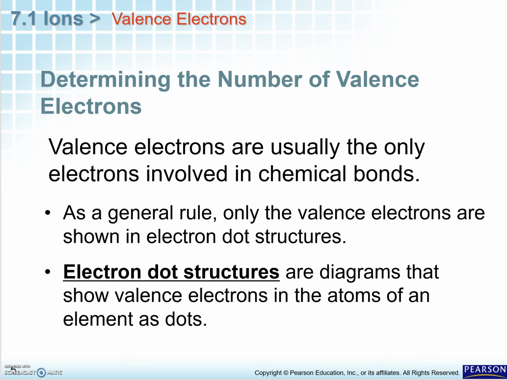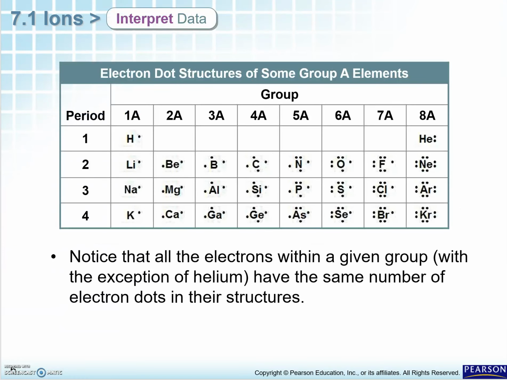Whenever you're using these valence electrons, a lot of times you want to show them in an electron dot structure. An electron dot structure is simply a diagram that shows the valence electrons of that atom as, if you can guess it, dots. So if you take a look at this nice little chart here, it goes through the different electron dot structures of some of the elements on your periodic table. And the one thing that is really important is how to put those dots into this structure.